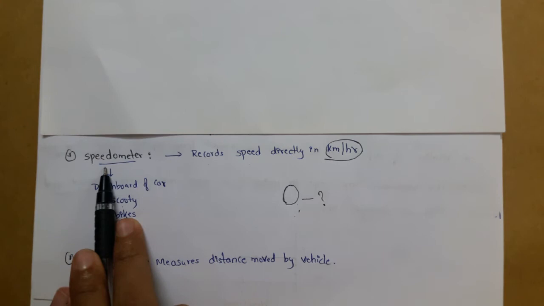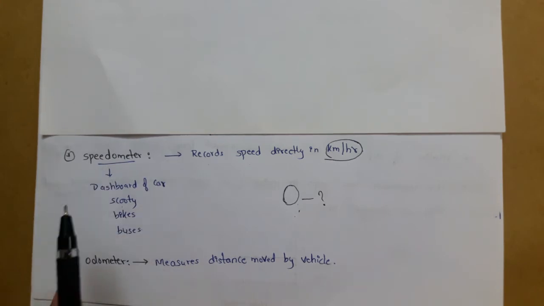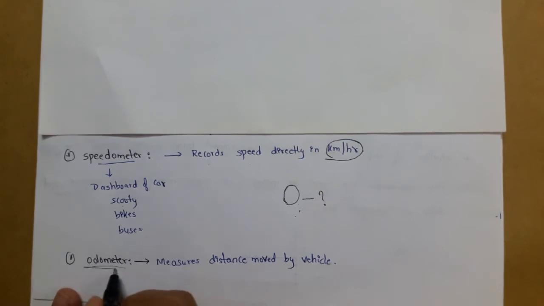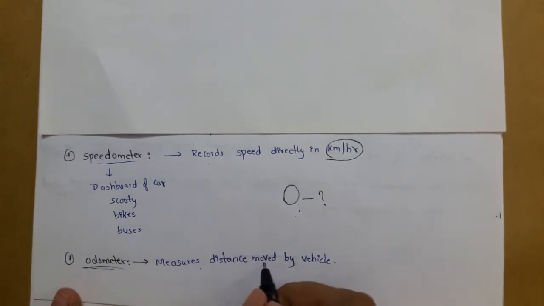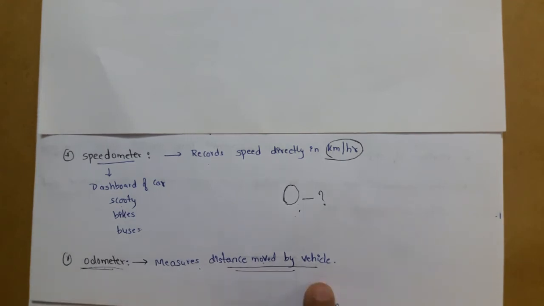What about the distance? How can you measure the distance traveled by the vehicle? For that we use a device called an odometer. The odometer measures the distance moved by the vehicle. You can see the odometer in a few cars, where it shows the distance moved by the vehicle.